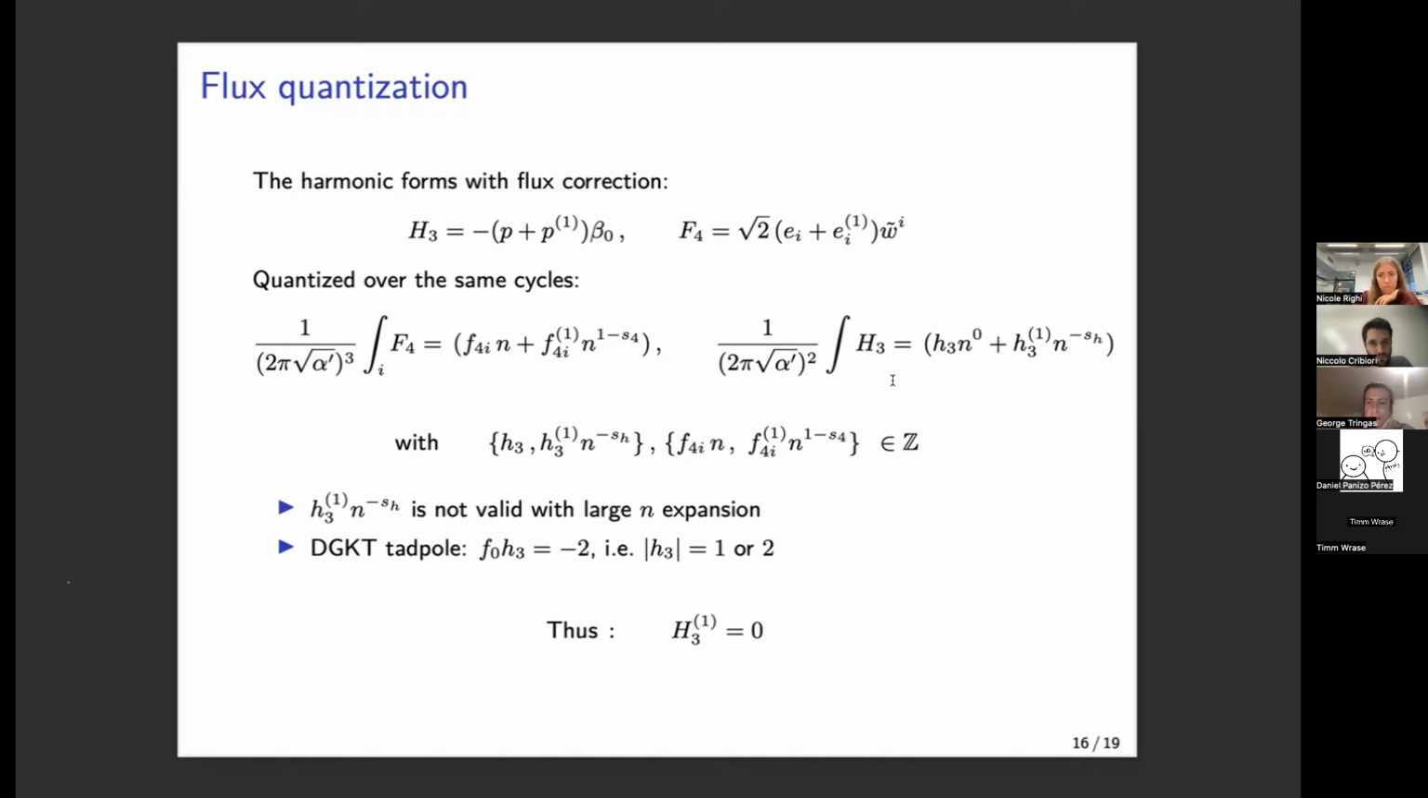However, if somebody goes to check the flux quantization for H3, we'll notice the following. The smeared flux scales like n to 0. This means that this is 1, and 1 is the smallest integer that we have. So the correction has to be 0. Since the correction should be subdominant to the smeared flux, this has to be 0. And somebody can see this from DGKT. You can go to DGKT, perform the tadpole cancellation, and see that H3 gets the value 1. So since the flux is 1, we conclude that the correction to H3, H31, is 0. But okay, we still have F41, where we can put it above alpha prime corrections.